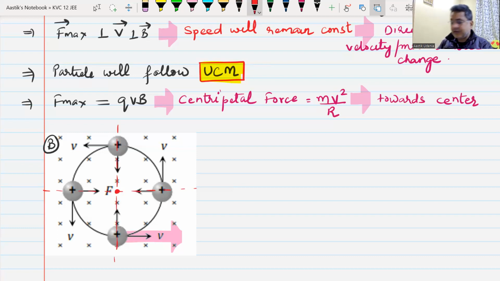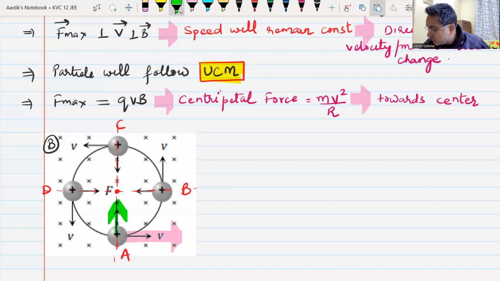Now if I find out the direction of the magnetic force, it will be QVB because the angle is 90. Let me call this point A, this point B, this is C and this is D. V is here, B is inside. You can see the direction of the magnetic force will be upwards. Here the magnetic force will be towards the left, here downwards, and here towards the right.